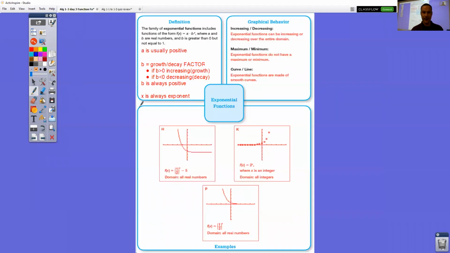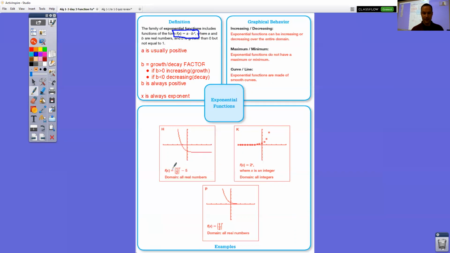Taking a more detailed look at the exponential function, this is the generic form for it: f of x equals a times b to the x power. A is usually positive. In another chapter, we're going to talk about growth and decay. So that's going to be if your b value is greater than 1, it's going to go up. If b value is between 0 and 1, it's going to go down. It's almost always going to go up. X is almost always an exponent. So you're always going to have that x as an exponent.